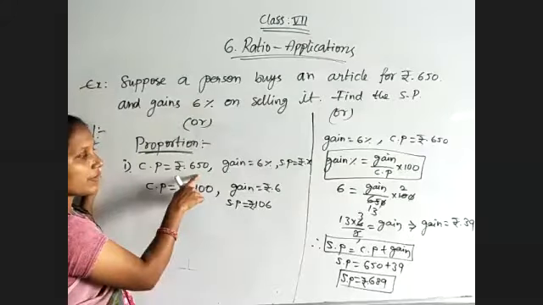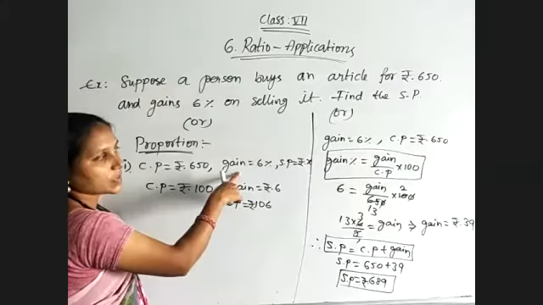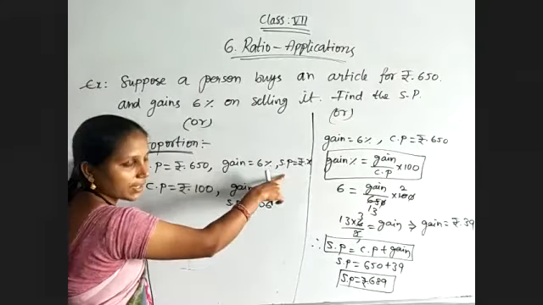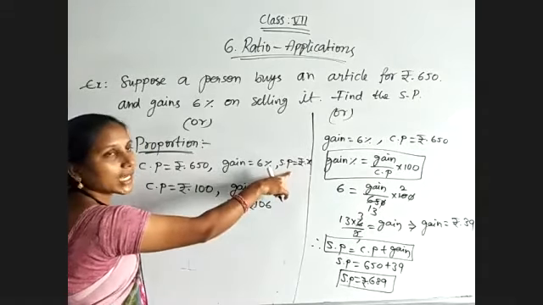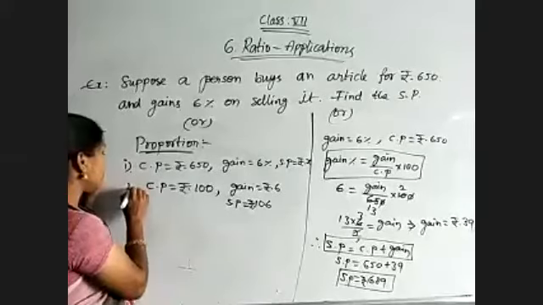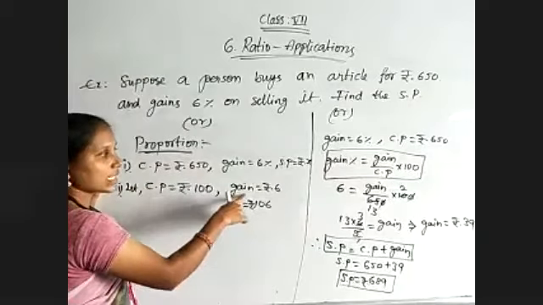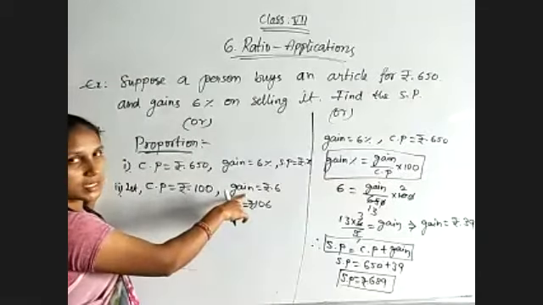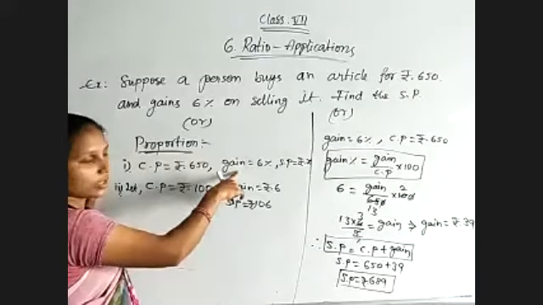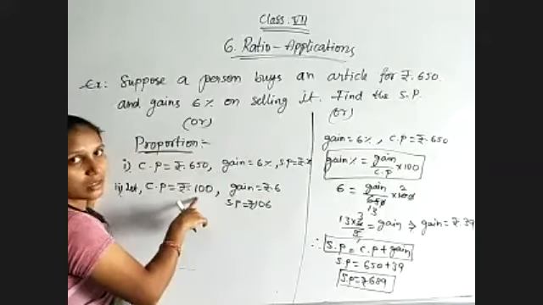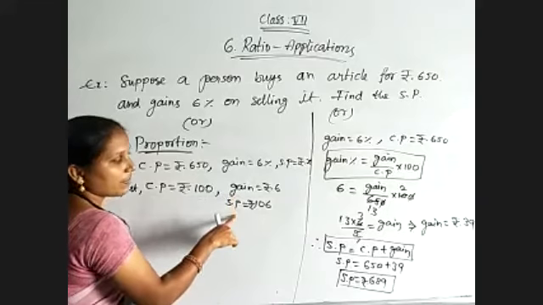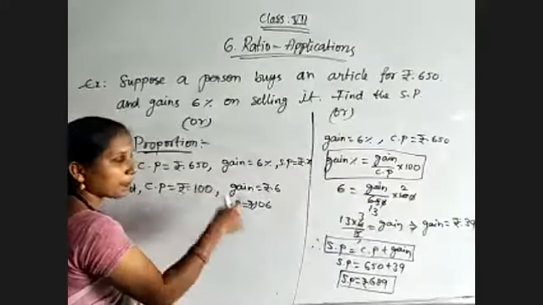When CP is 650 rupees, gain equal to 6% is given. Then SP we don't know, we need to find. So I am taking it as X rupees. And let CP be equal to 100 rupees. In that case, gain will become 6 rupees, because 6% gain is said, 6 percent of 100. Then SP will be equal to CP plus gain.